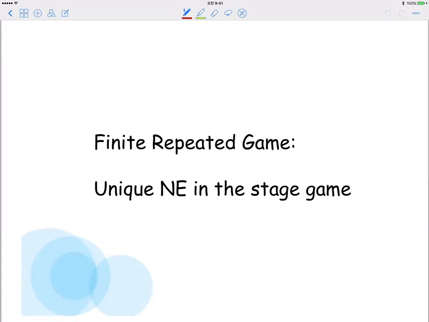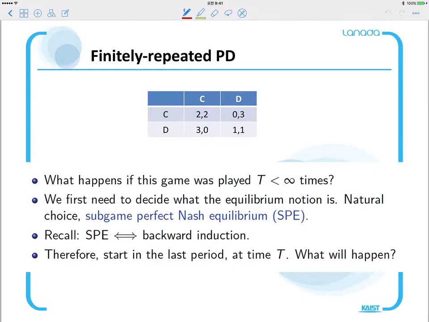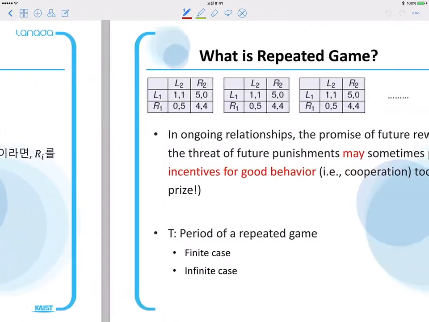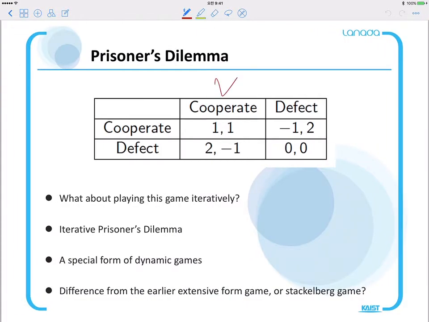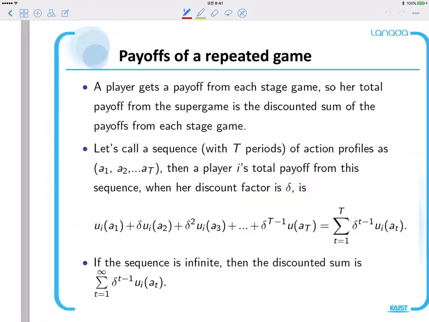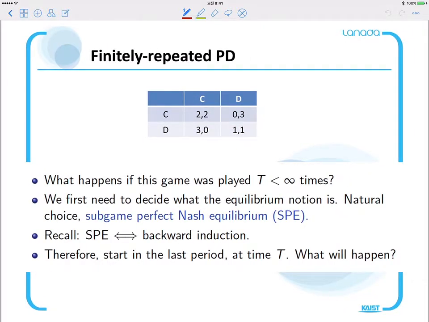So first, let's look at the finite repeated game. A finite repeated game is one where the number of stages is finite. It's predetermined. All right, so again, we're gonna look at the prisoner's dilemma. I slightly changed the payoff, but the real feature of the prisoner's dilemma is the same. Just the numbers have been changed, so it all captures the real essence of the prisoner's dilemma.